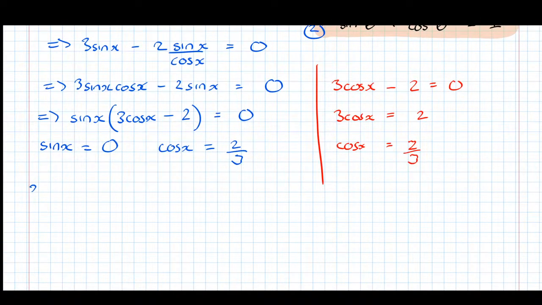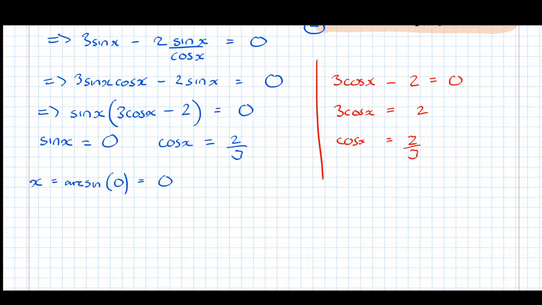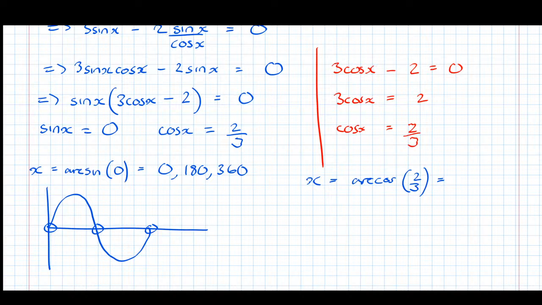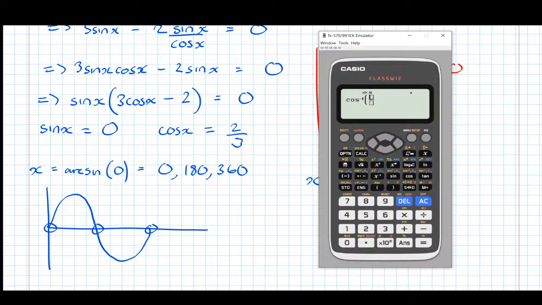Right, so now we've got x equals arc sine of 0, which is 0. So we can see that, drawing the graph, 0, 180, 360 are 3 solutions. And we've got, from this one, x equals arc cos of 2/3. So again, what I'm going to do here is try and go through all the things that I could throw at you in an exam to try and catch you out. Arc cos of 2/3, which is 48.190.